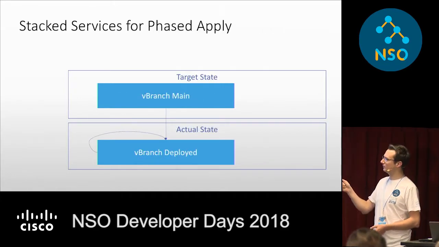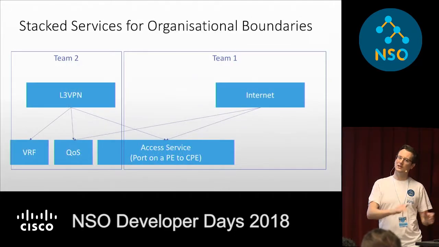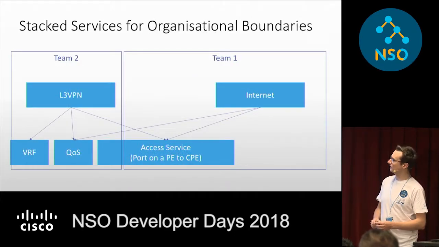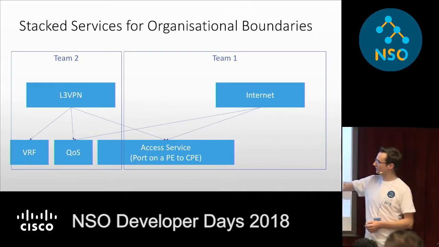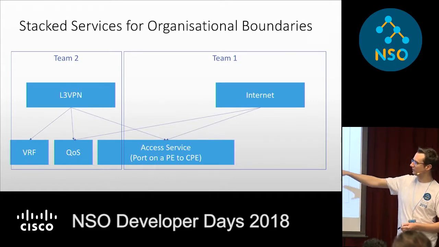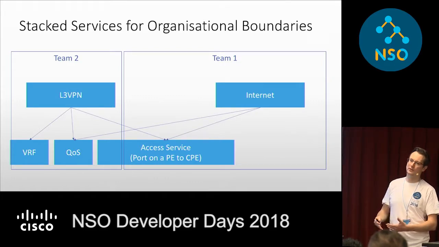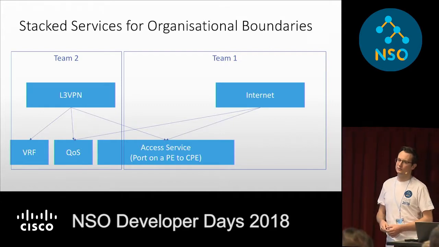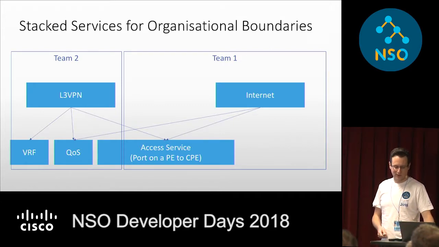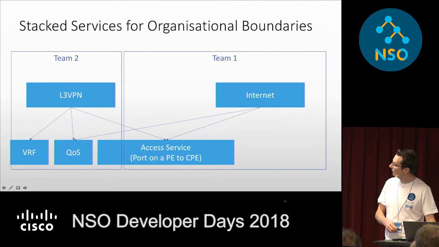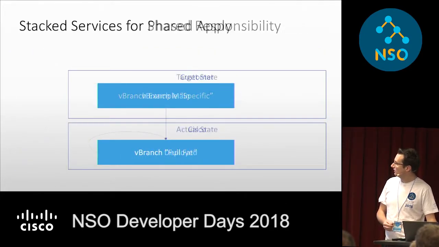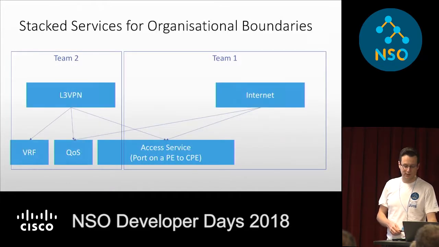LSA gets used a bit more here, where one team has one NSO, another team has another NSO. Team one's responsible for access services and internet. Team two is layer 3 VPN, and there's some overlap. So stacked services are kind of required almost for LSA. Yeah, so obviously you need stacked services for LSA.